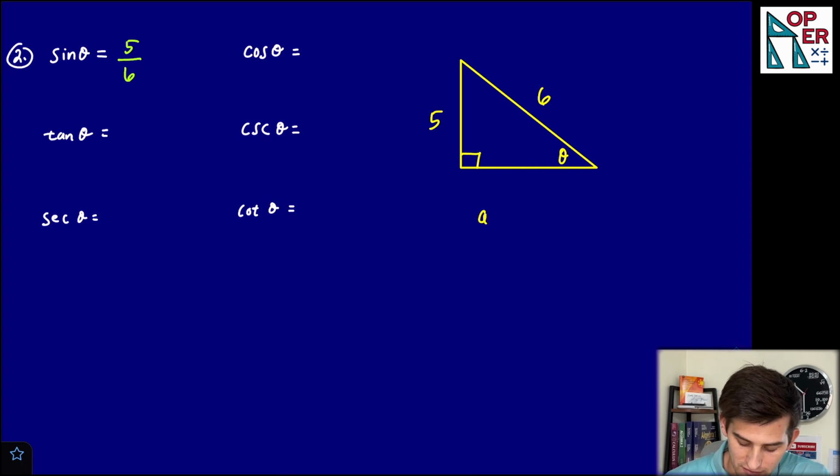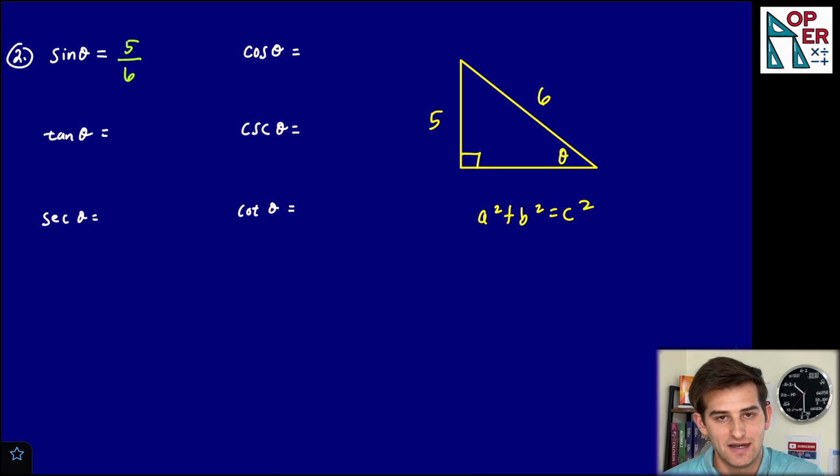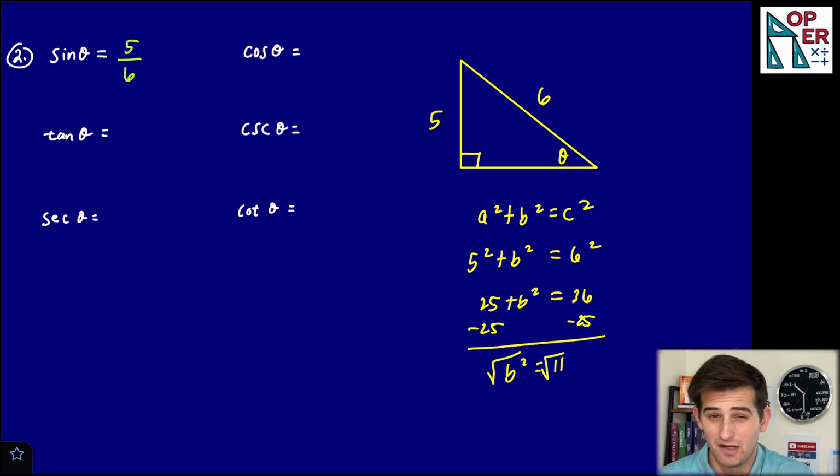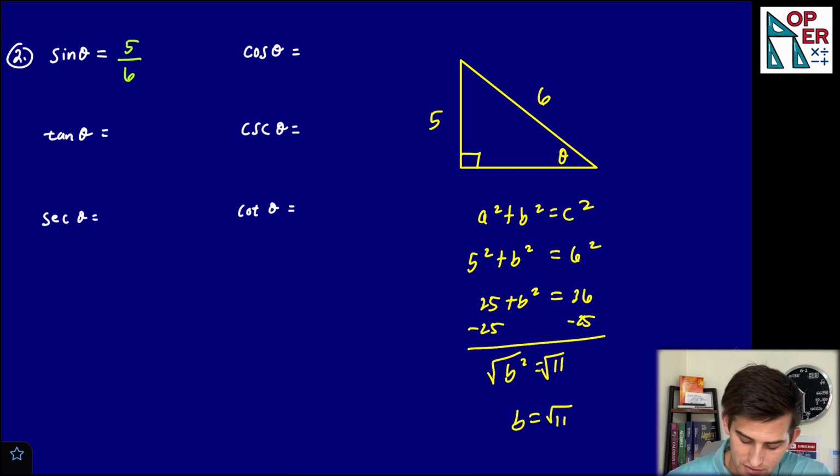So we could do our Pythagorean theorem, a squared plus b squared equals c squared. Let's just say that 5 is a, so this would be 5 squared plus b squared is equal to 6 squared. So we have 25 plus b squared is equal to 36. Let's move our 25 over to the other side. We get b squared is equal to 11. And now let's take the square root of both sides. Now 11, obviously not a perfect square, so this is not a Pythagorean triple. So let's just say b is equal to the square root of 11. So I'm going to add that to my diagram right here, square root of 11.